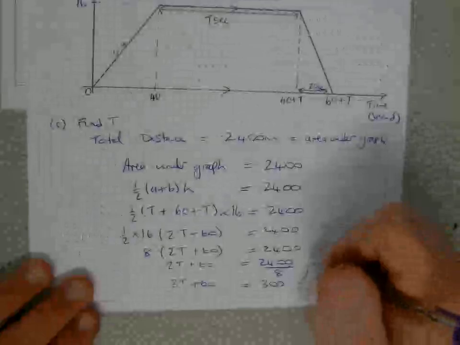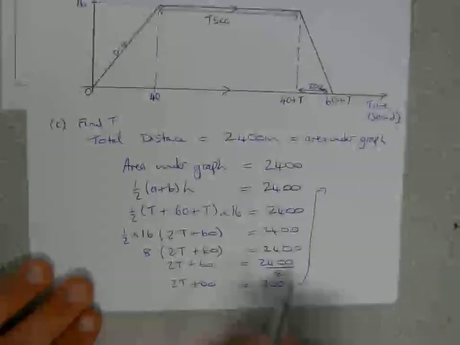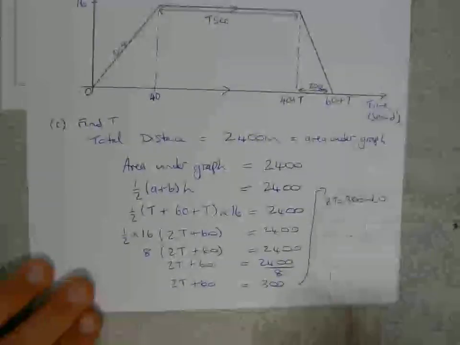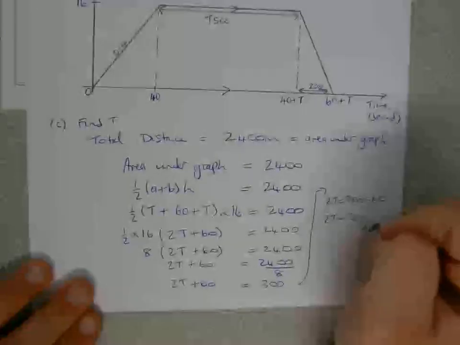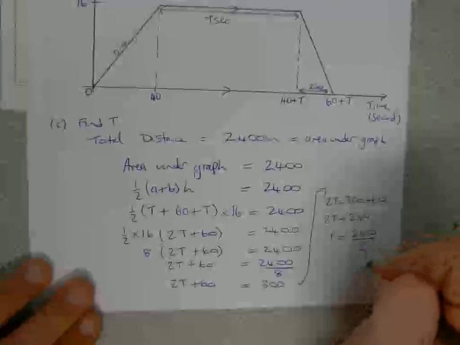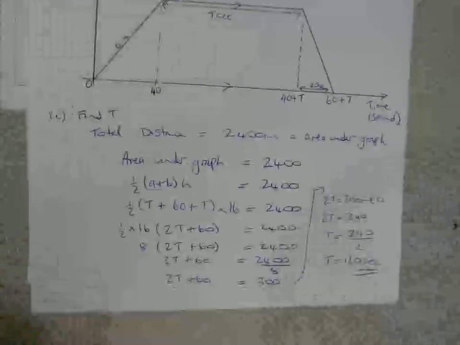Okay, so then perhaps I'll go up here just to finish this off. So with an equation, of course you take the 60 over the other side, take it away, right? So 2t is 240, and then t, take the 2 over and divide by 2, you get 120 seconds. Okay, and we've worked out t.